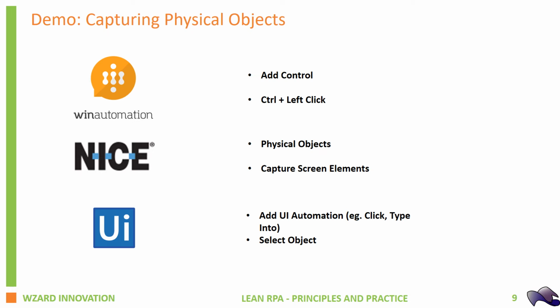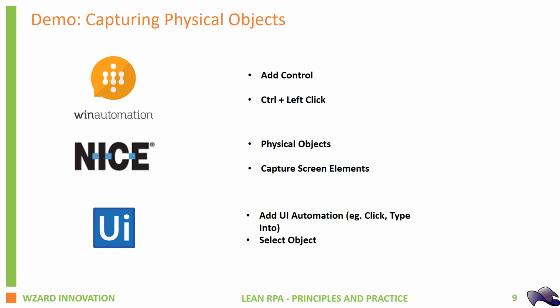The second solution we're going to look at is the one provided by NICE. NICE is a more enterprise level solution and captures physical elements in a separate layer, which means multiple teams can work on different components of the same application simultaneously.